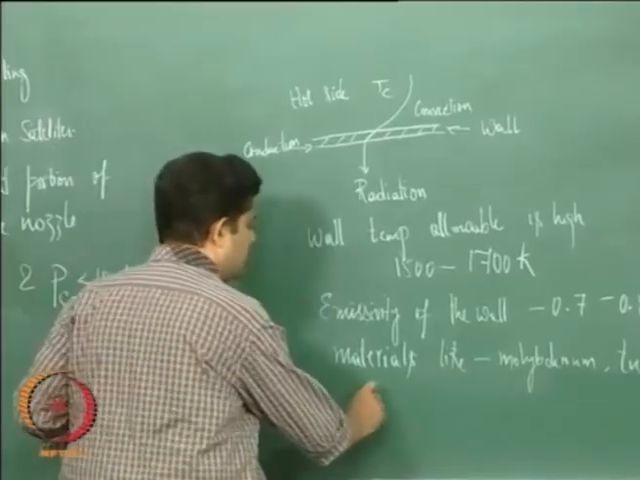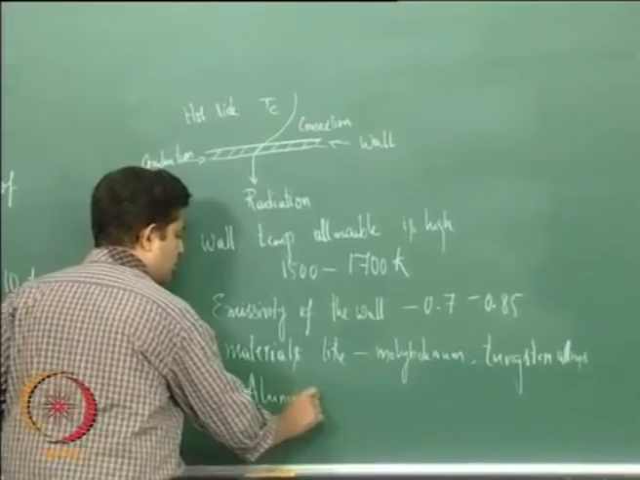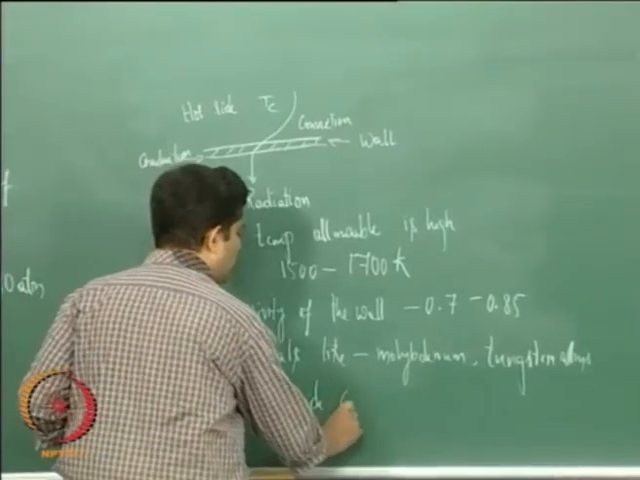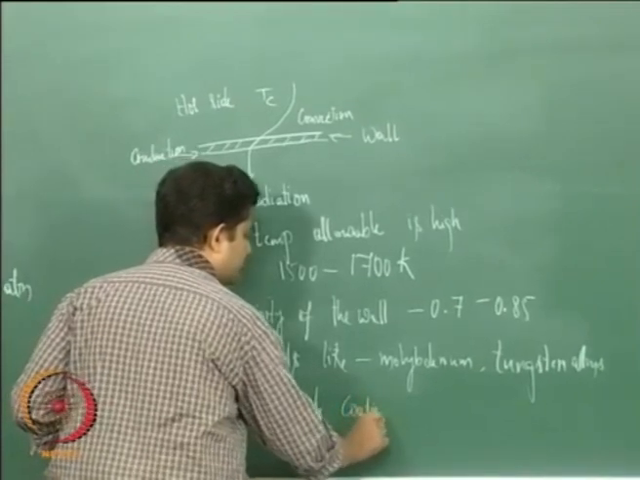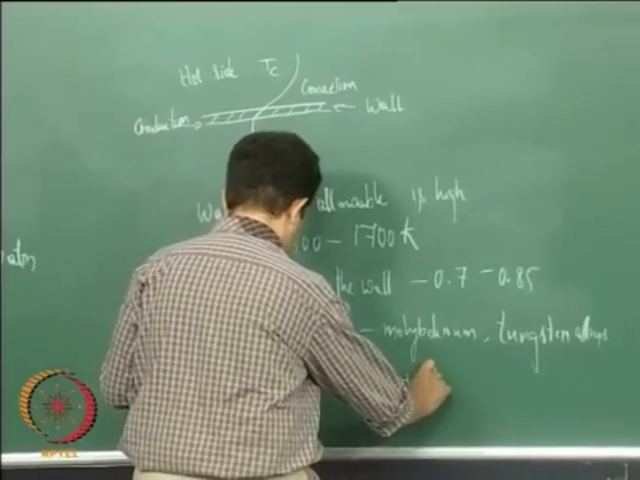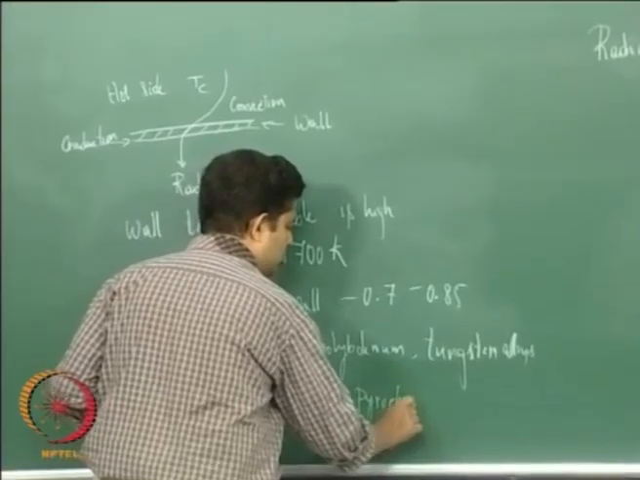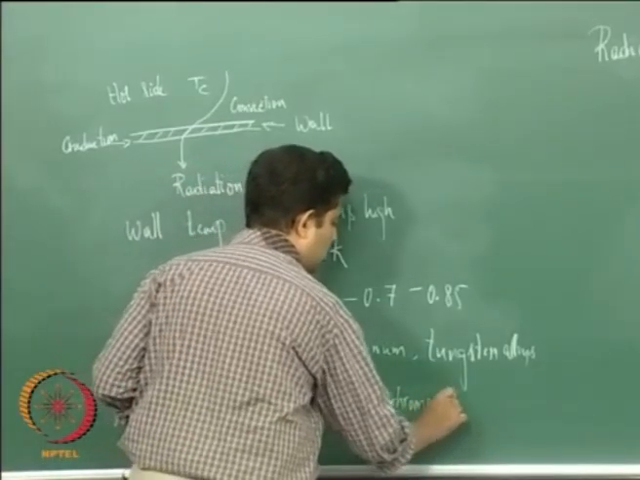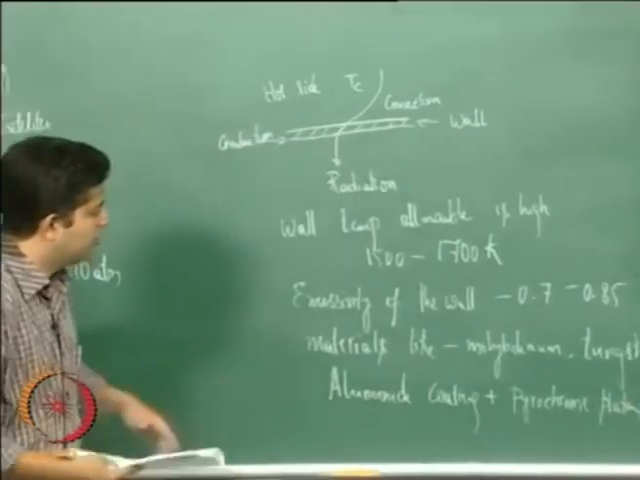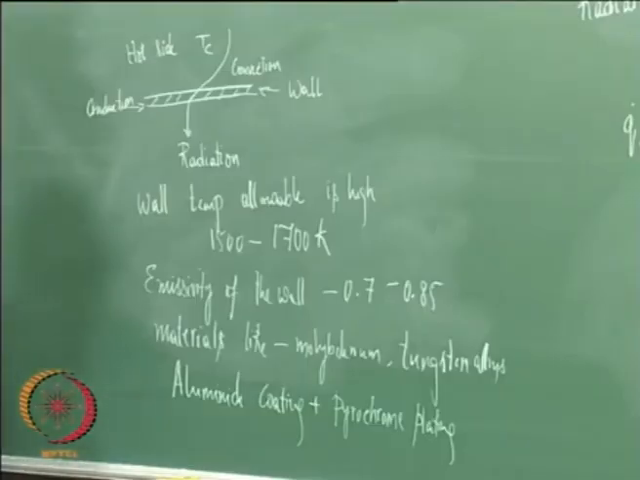So it is given aluminide coating plus pyrochrome plating in order to ensure that there is a high emissivity.